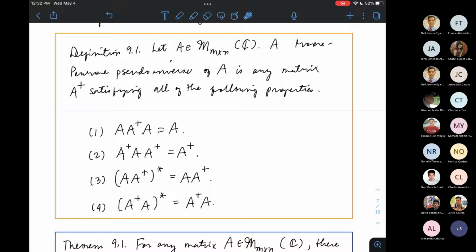Okay? So, if you have nothing much to do habang nasa bus kayo pauwi, pwede nyo ipag-multiply yung mga matrix na yan.